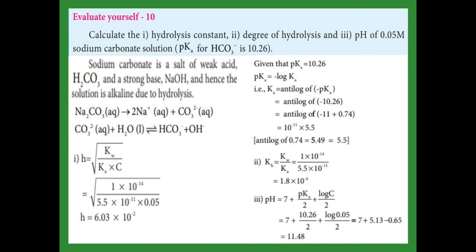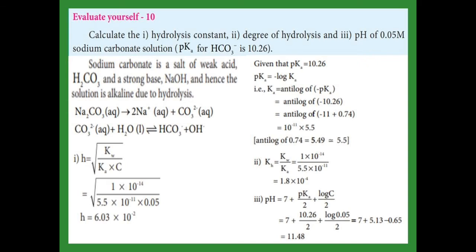Then the second question is the degree of hydrolysis. We calculated it as the first question. Actually the first question is the hydrolysis constant, which means the Kh value. Kh is equal to Kw divided by Ka. The Kw value is 1 into 10 power minus 14, and the Ka value is 5.5 into 10 power minus 11. After calculating we get Kh, the hydrolysis constant value, as 1.8 into 10 power minus 4.